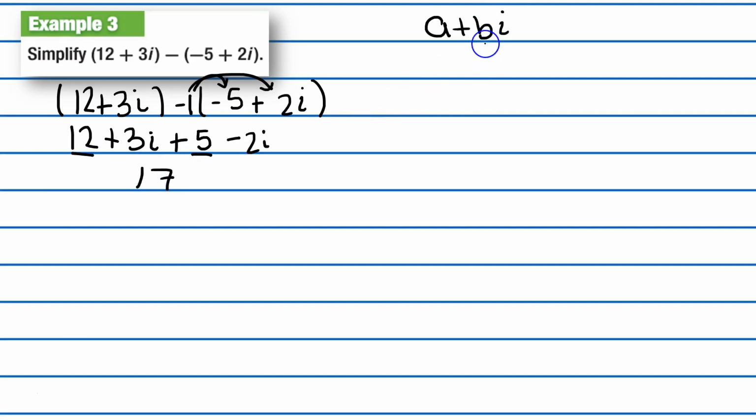Now you combine the bi's, which is 3i minus 2i, which gives us -i. And that's it.